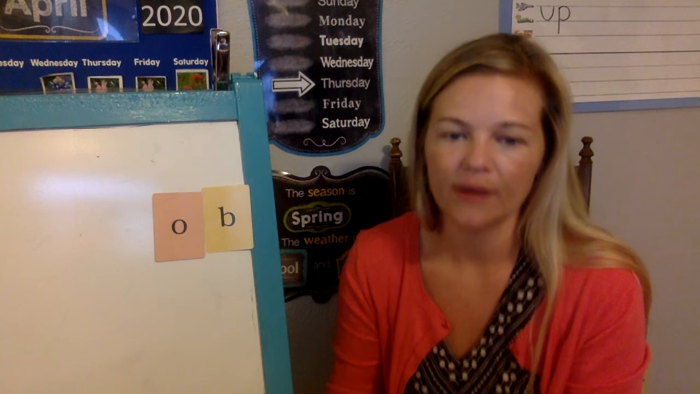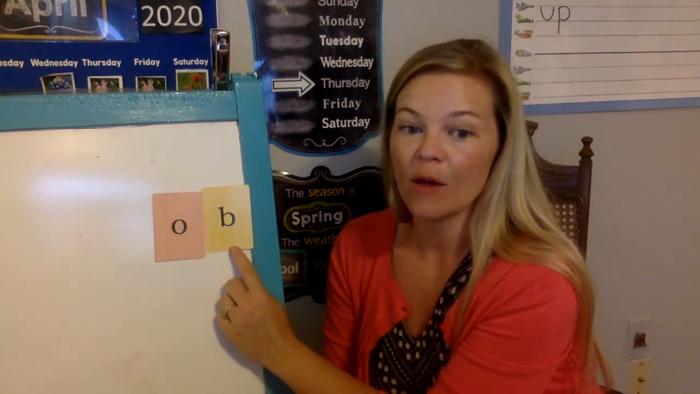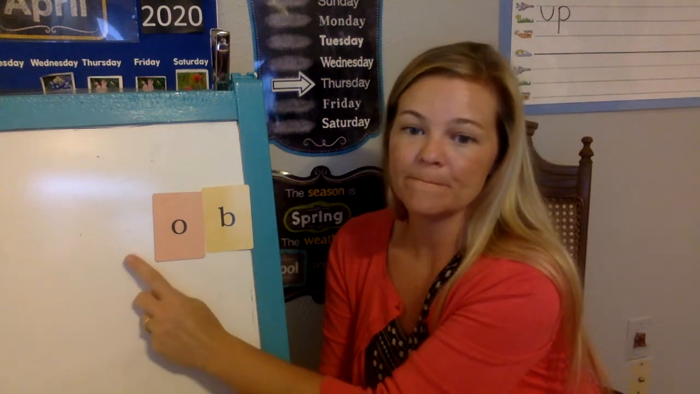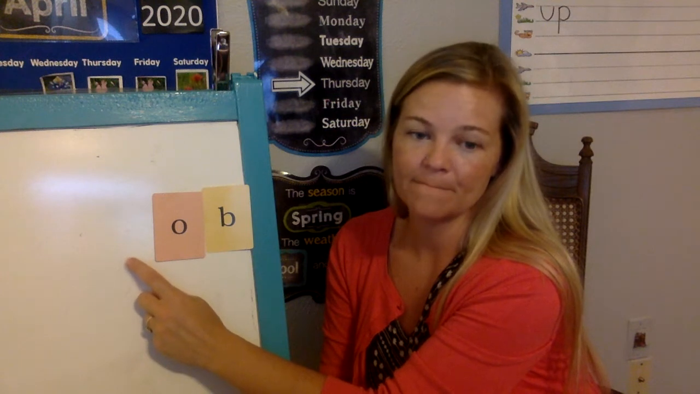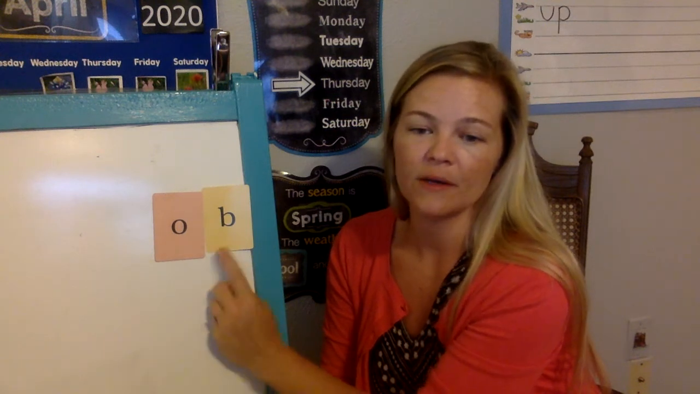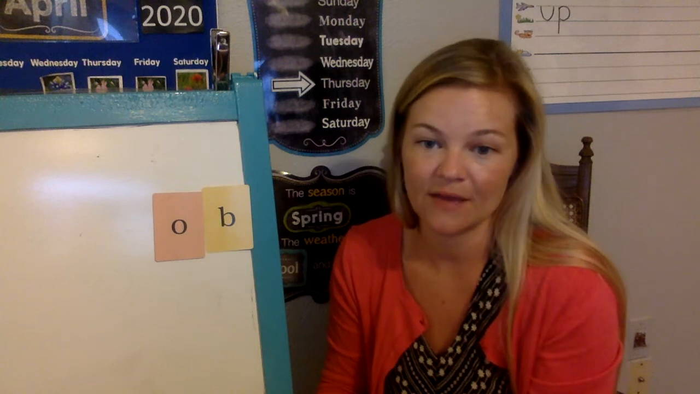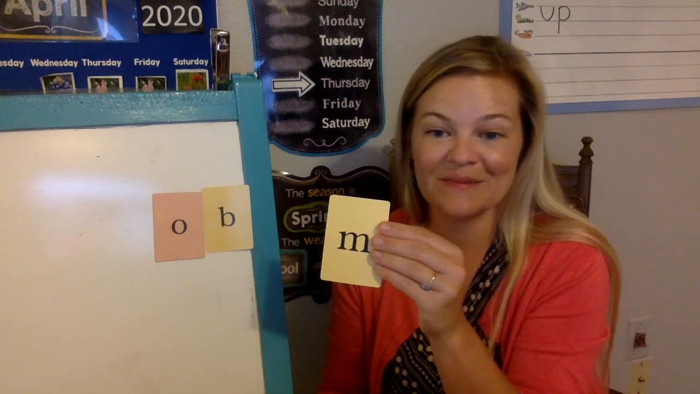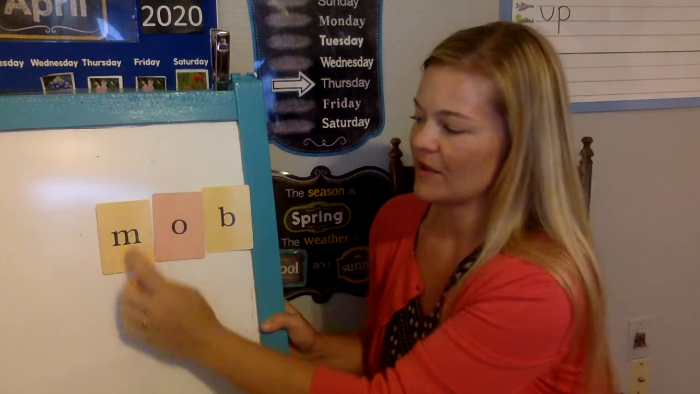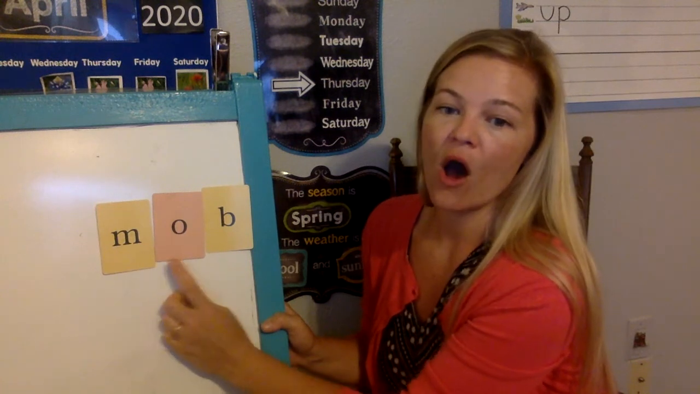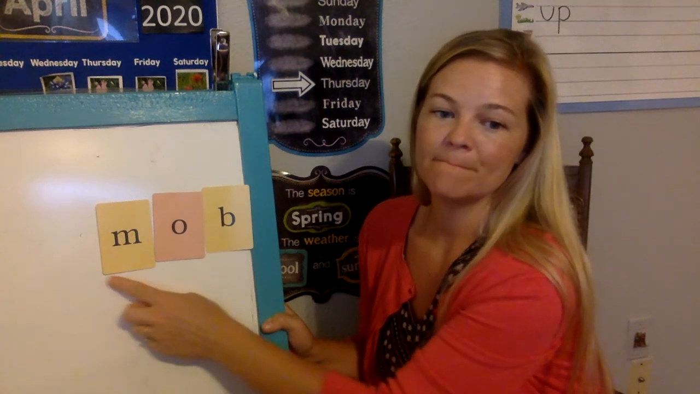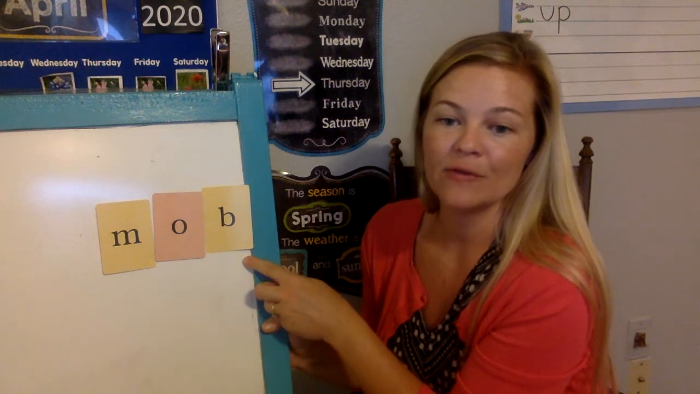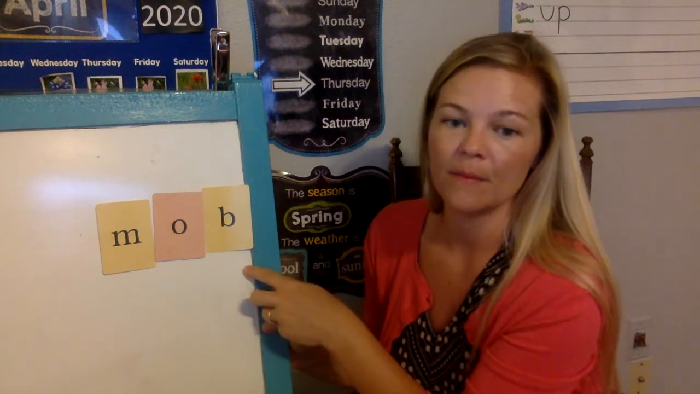Ob. We already have the ob. We just need the sound at the beginning. Ob. What letter makes the m sound? That would be an M. So we have M, ob. Mob. Like a big group of people is a mob.